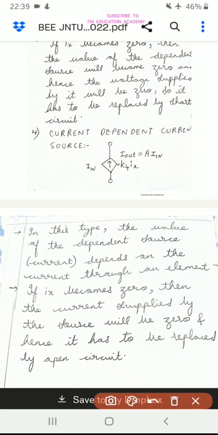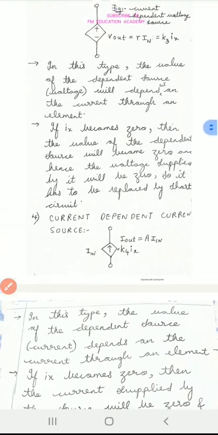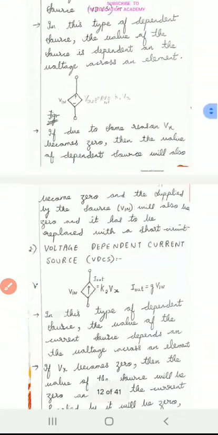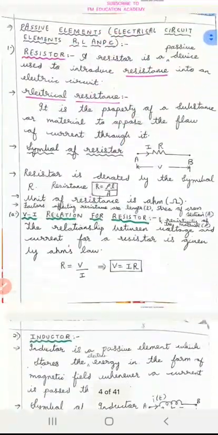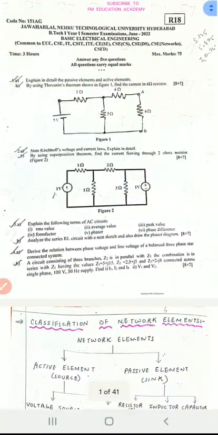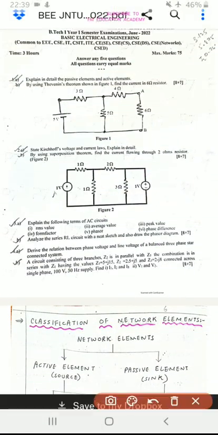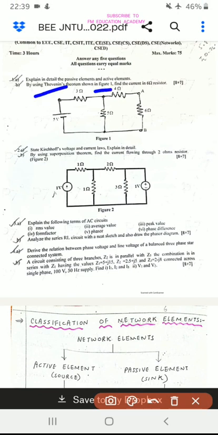This finishes our first part and you'll get 8 marks if you write all this correctly. Okay. Next, in the first question, part B, it told us a problem. What was the problem? By using Thevenin's theorem shown in figure 1, find the current in the 6 ohm resistor.